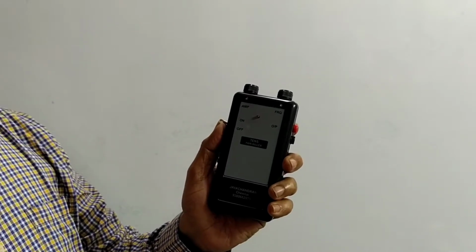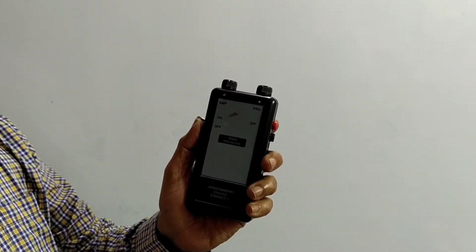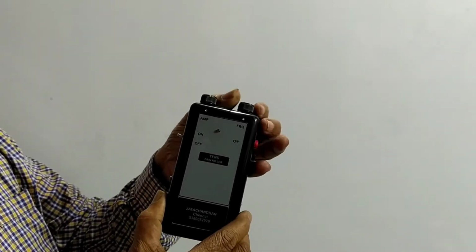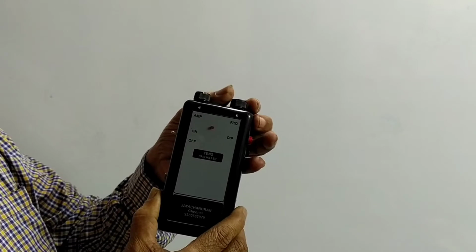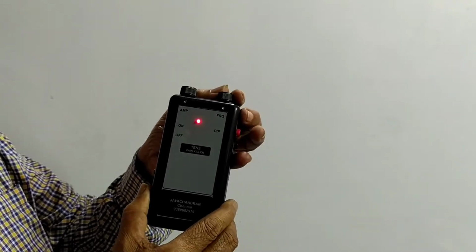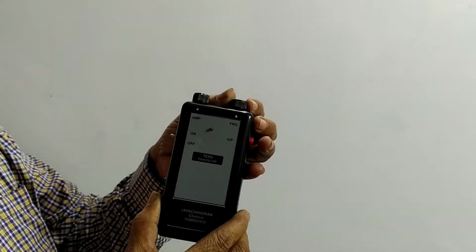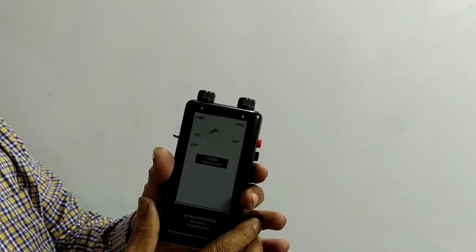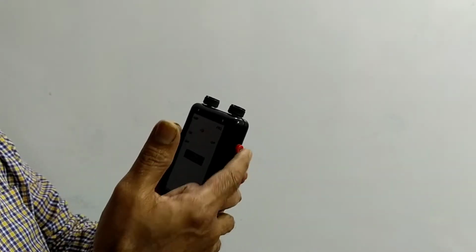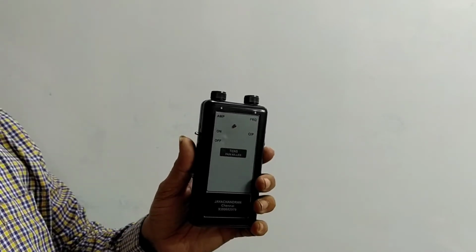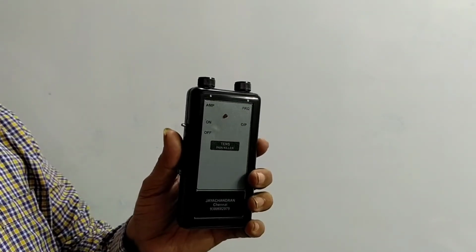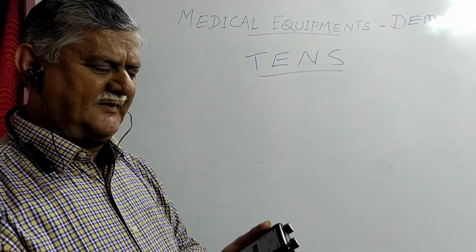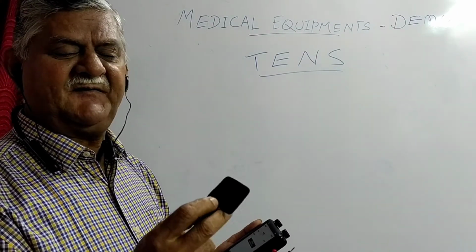Frequency is nothing but pulses per second. Now it's 2 pulses per second. Now I'm slowly increasing the frequency. It's 50 pulses per second. Now I'm decreasing. So we have to connect our electrode here and connect the electrode to the required area. This is the patient cable. This is a rubber electrode, a rubber conductivity electrode.